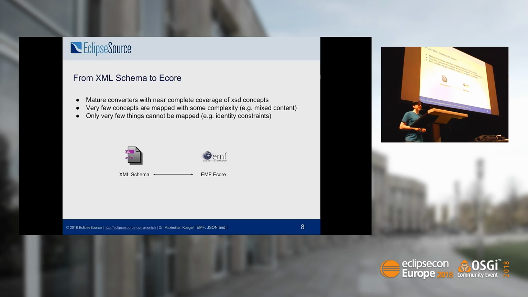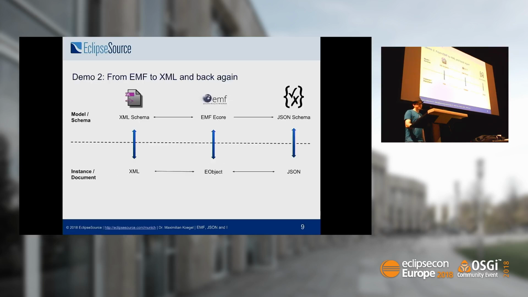So for example, XML schema can have mixed content that can be mapped into an Ecore, but the resulting construct, which would then be a feature map, is a little bit complex in my mind. In general, it works very well. A couple of things, I can only think of one. Identity constraints cannot be mapped. This, however, is only a validation constraint, so I don't find that really a major problem.